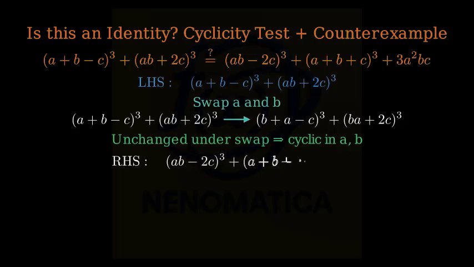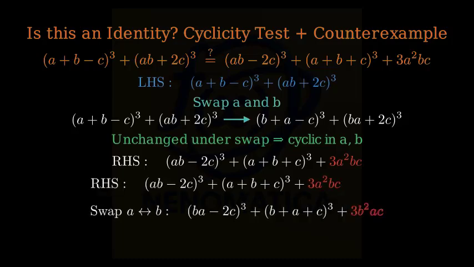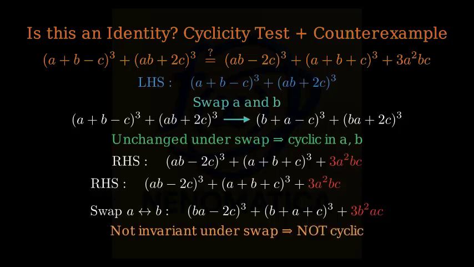Step 2. Check the right side. The right side is (ab - 2c) cubed plus (a + b + c) cubed plus 3a squared bc. The key term is 3a squared bc. If we swap A and B, that becomes 3b squared ac, which in general is different from 3a squared bc. Therefore, the right side is not cyclic in A and B.